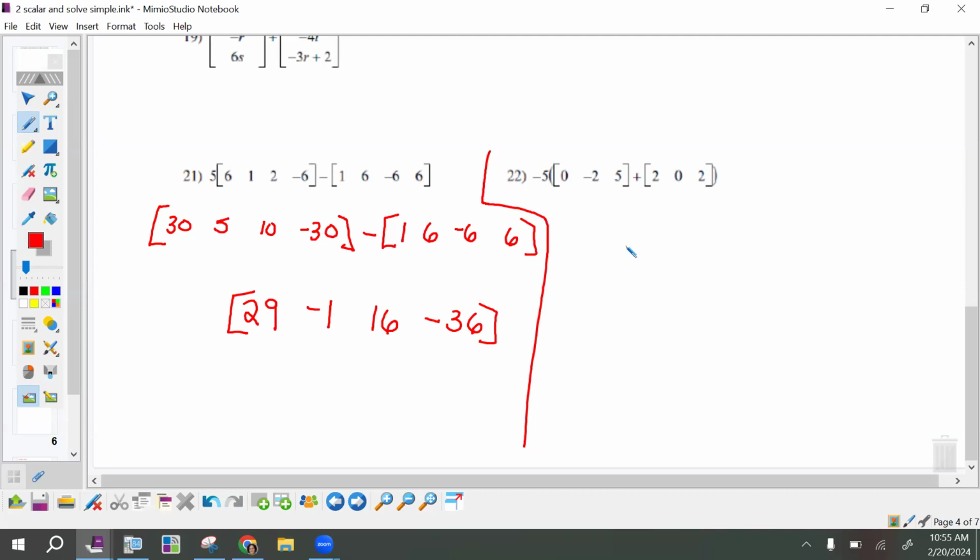All right, and then on 22, I see parentheses, so I'm going to add the matrices first. 0 plus 2, -2 plus 0, 5 plus 2, and then do the scalar. And that's our result.